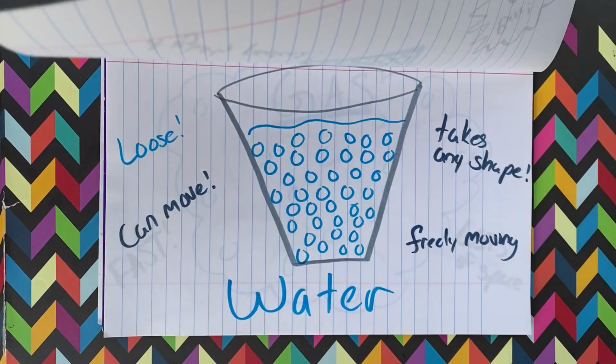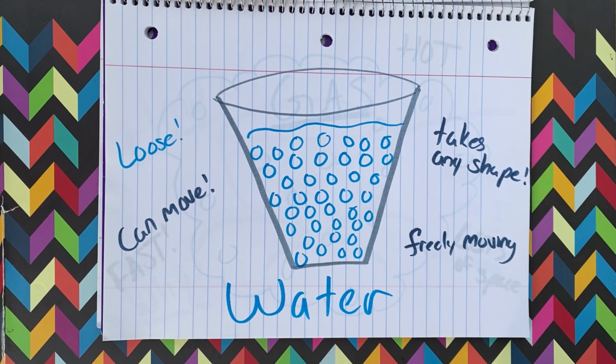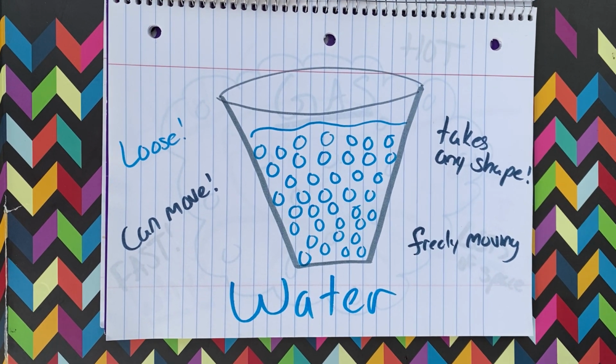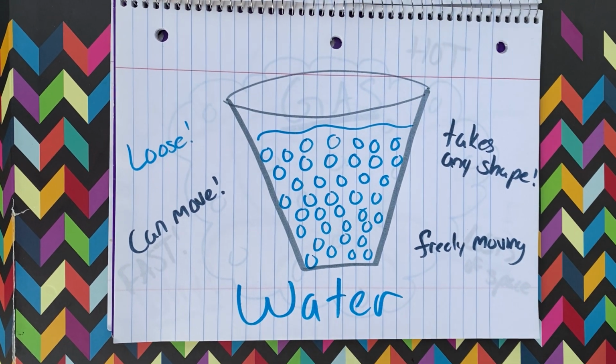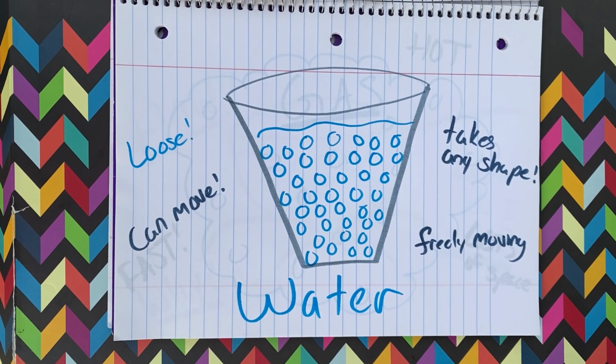And then in the second state, liquid, the molecules are looser, they move a little bit faster, and you can move it around. If you put water into a container, it'll take the shape of anything. If you spill it on the floor, it'll spread everywhere. It doesn't hold its shape.